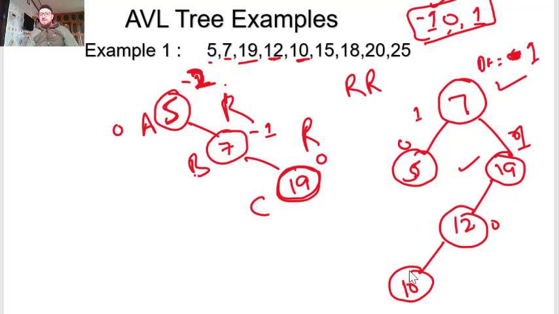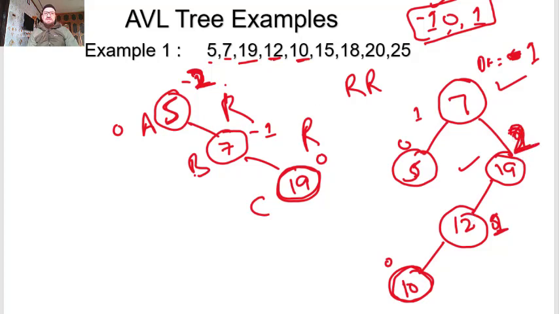Now after inserting 10, you have to check for the balance factor. The balance factor of 10 is 0, because left subtree minus right subtree is 0, no problem. What about 12? For 12, the left subtree height is 1 and the right subtree is 0, so 1 minus 0 is 1, no problem. What about 19? The left subtree is 2 and the right subtree is 0 height, so 2 minus 0 is 2, so that 19 is in a problem.